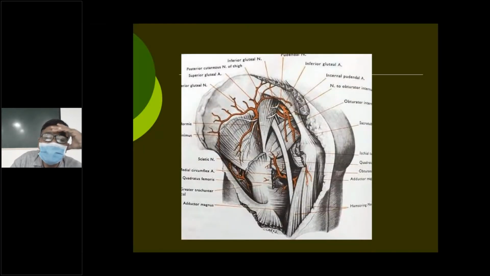Look at this picture. This is a beautiful picture from Cunningham's manual. Look at that. This is the pudendal nerve. And this is the nerve to obturator internus. This is the nerve to quadratus femoris I showed you already. Just medial to that is the nerve to obturator internus, supplying the superior gemellus. After supplying the superior gemellus, there is the main nerve to obturator internus and the pudendal nerve. Between them is the internal pudendal artery.